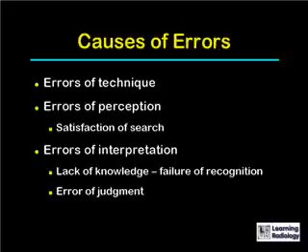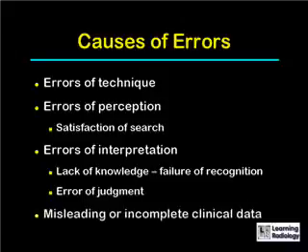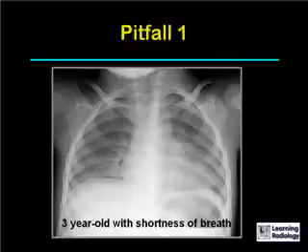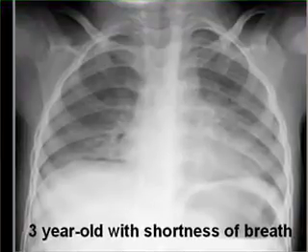There may also, of course, be errors of interpretation, and that may be due to a lack of adequate knowledge, which may lead to a failure of recognition of the finding. There may also be errors of judgment, in which an item is thought to be one thing when it in fact turns out to be another. And occasionally, and this is more so for radiologists than those ordering the studies, there may be misleading or incomplete clinical data which can lead to errors. So this is the first case, and obviously these are all pitfalls, so that does bias the set of examples I'm going to show you.